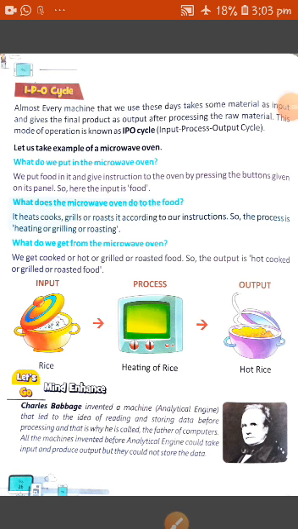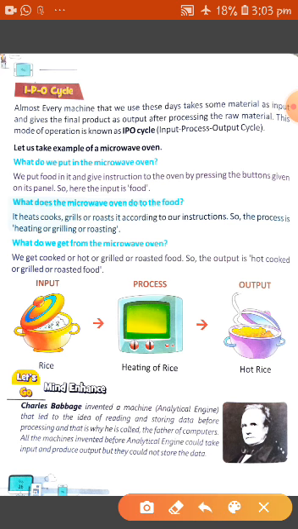Now kids, tell me, how does a computer work? A computer works by three devices: input devices, processing devices, and output devices. These are called the IPO cycle.